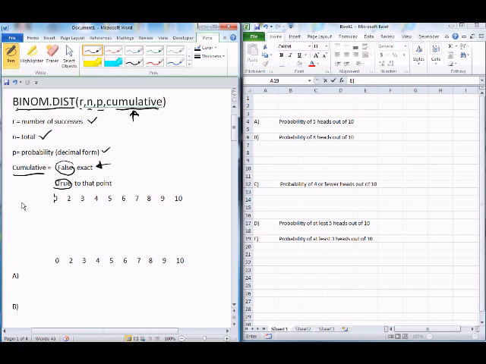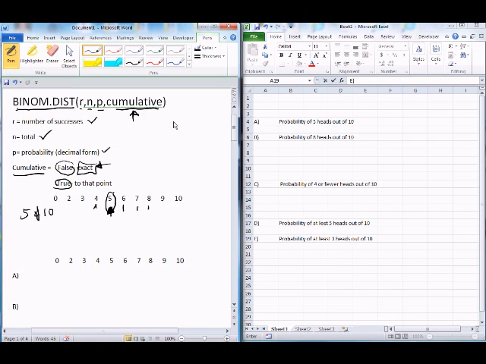What's the probability of getting exactly 5 out of 10 heads? So 5 out of 10. We're looking for the probability of getting exactly 5. We don't care about the probability of getting 4 heads, 6 heads, 7 heads, 8 heads. We're looking for exactly 5 heads. So since we're looking for the probability of getting 5 heads out of 10, we would type in false because we're looking for an exact probability of one specific number.